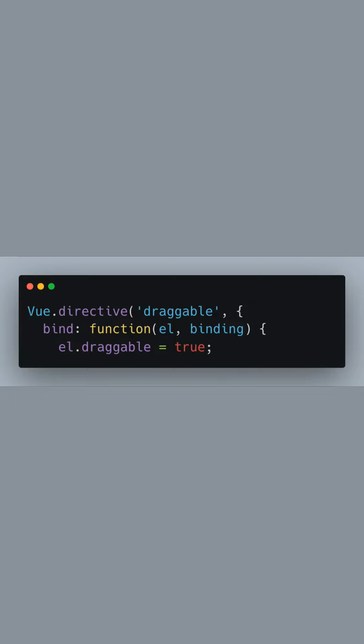Let's start by creating a Vue directive called Draggable. In the binding function, we set the element's draggable property to true. This is necessary for the browser to know that this particular element can be dragged.